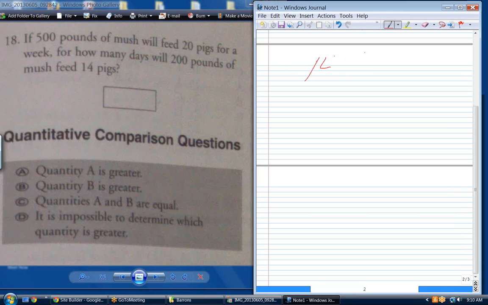So that's 140 pig days of food. Well, we only have 200 pounds of mush, so we have 2/5 times 140.